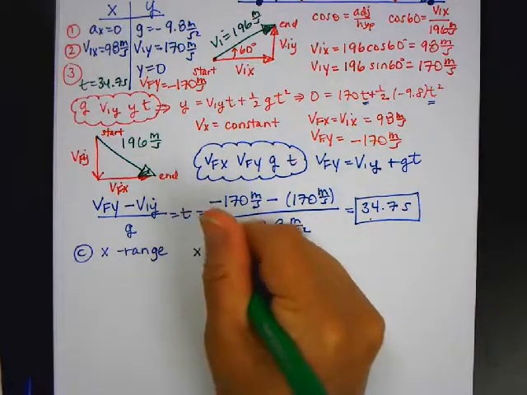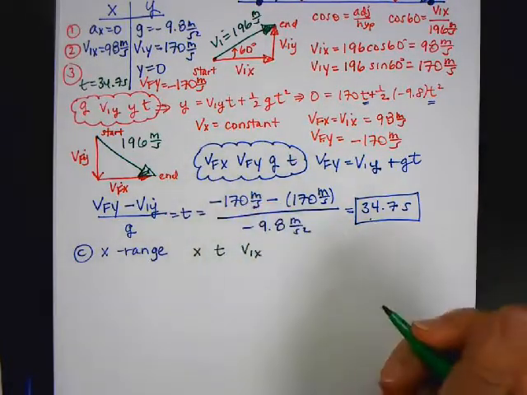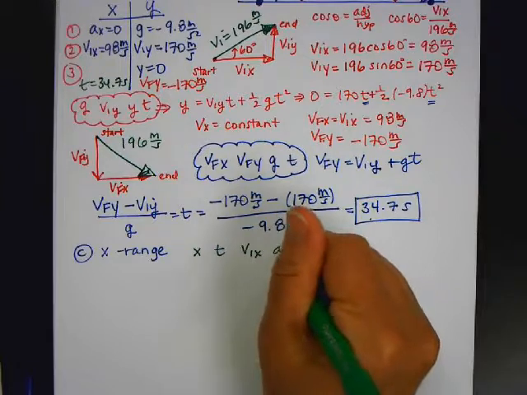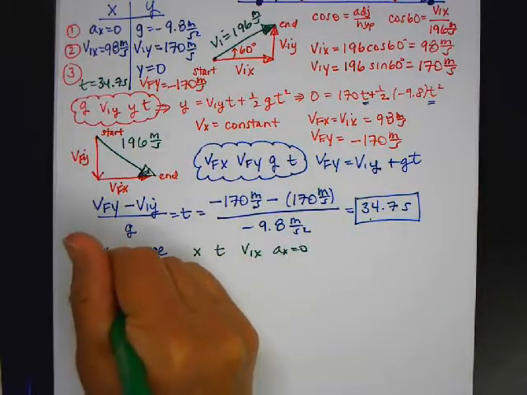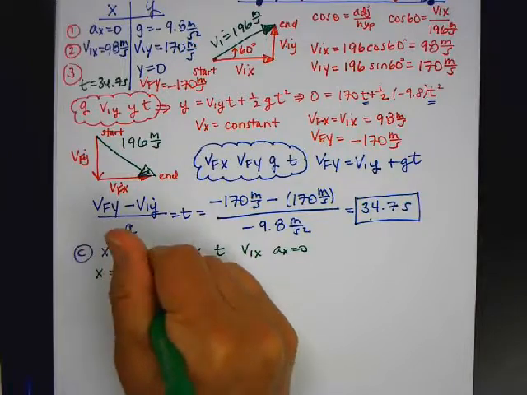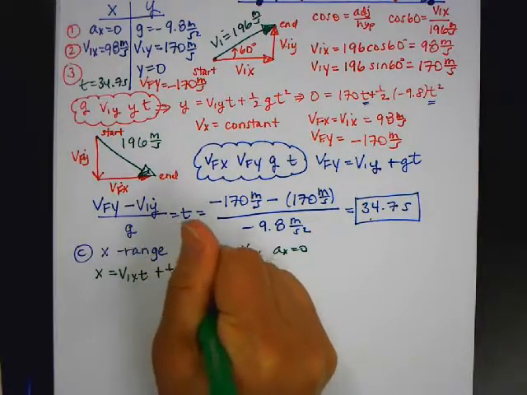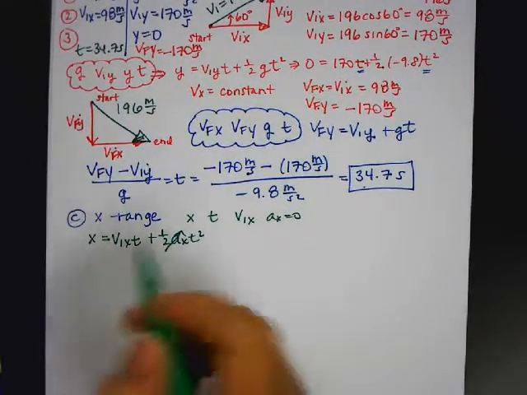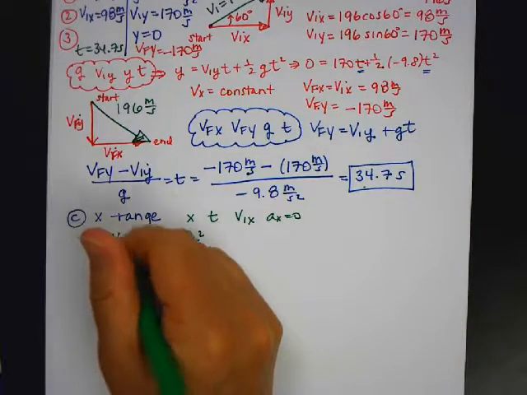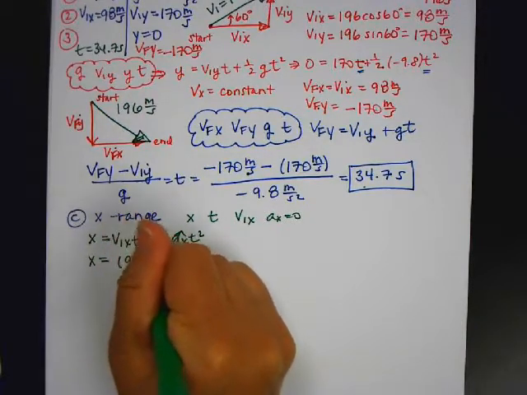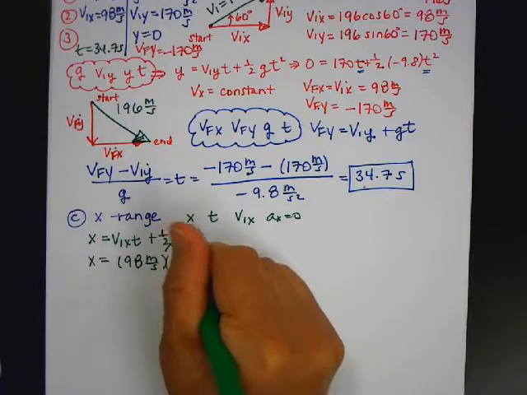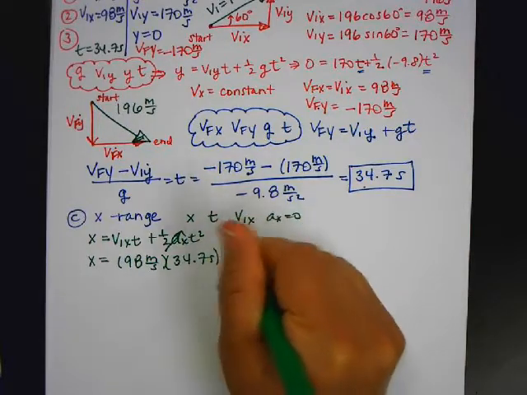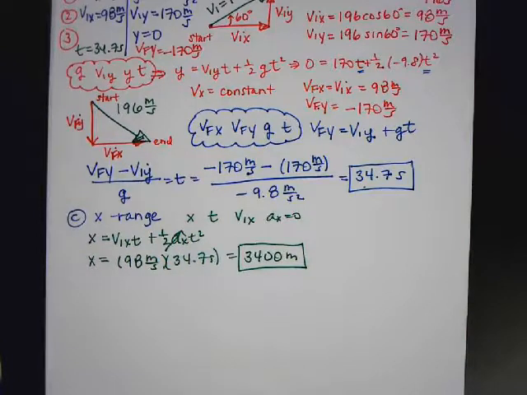So I want to find x, I know t, I know VIX, and I know ax is 0. So my equation is x is equal to VIXt plus 1/2 axt squared. Now remember, ax is always 0, so that whole second term disappears. So x is going to be VIX, 98 meters per second, times the time, which is 34.7 seconds. So this comes out to be about 3,400 meters. It's like 3,400 point something.